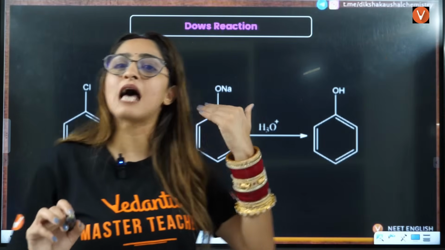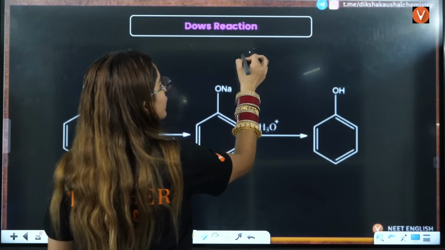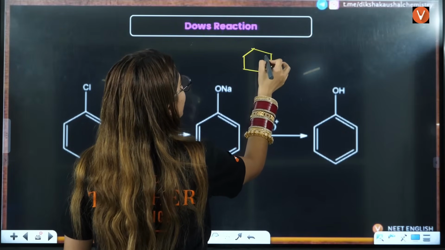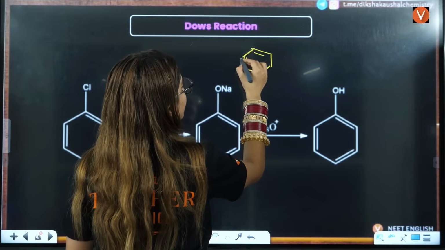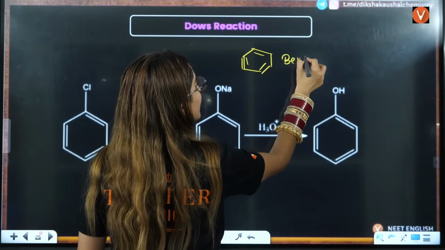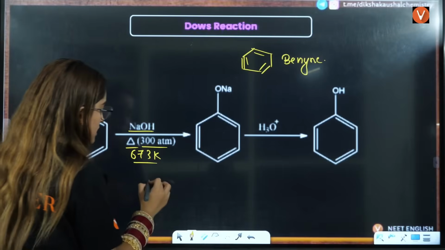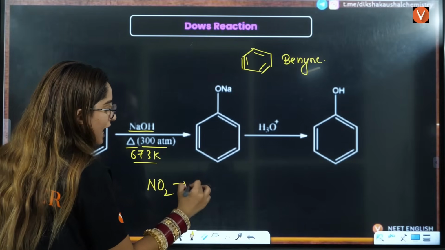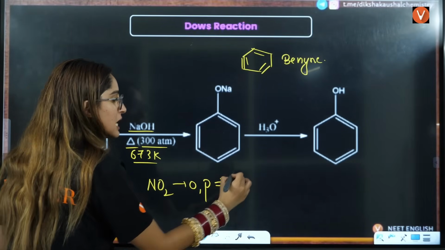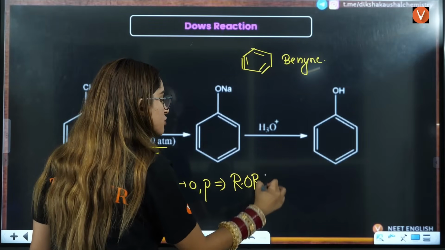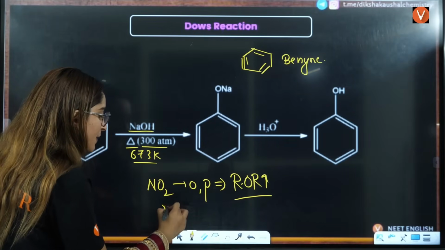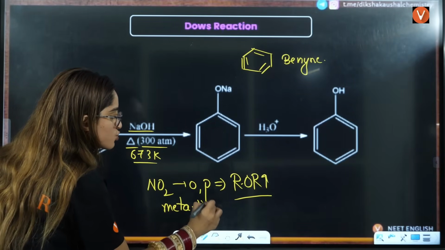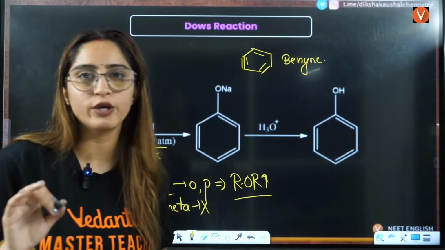Right, here benzyne is formed as the intermediate. You can write it down. Benzyne is formed as the intermediate here. And the next important thing about this is, when an NO2 group is attached at ortho and para positions, the rate of reaction will increase. But at the meta position, there is no effect of the electron withdrawing group, right?